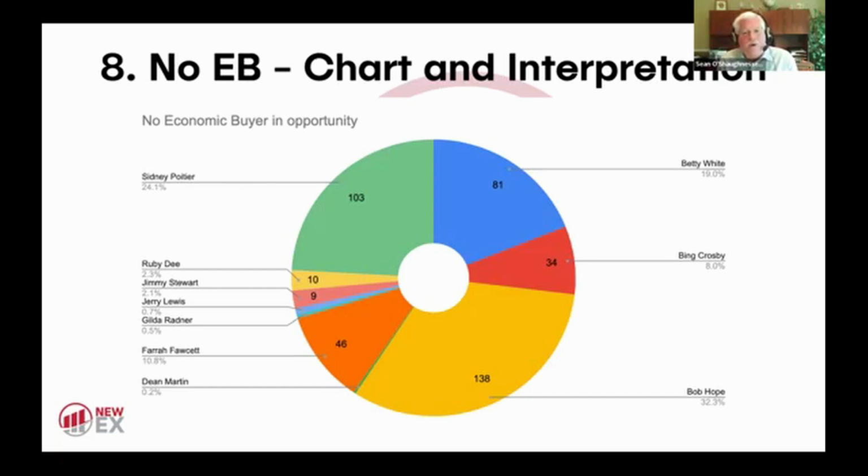Those are the 4 reps that are just plain struggling. And maybe Farah too, because she's got a pretty big number as well. In fact, Farah's number is bigger than Bing's. So I'll just say the top 5. Of your 11 salespeople, 6 are doing a really good job of this and 5 of them aren't.